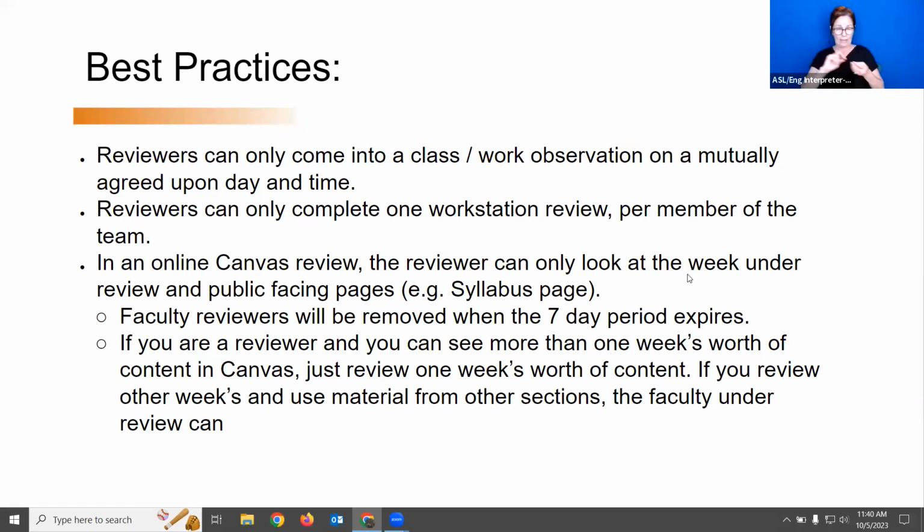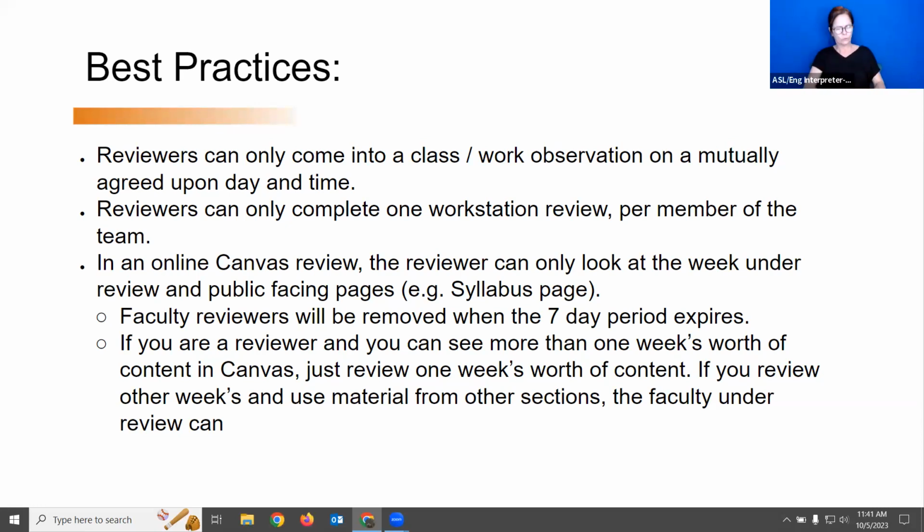Okay, so best practices. Reviewers can only come into a class or work observation on a mutually agreed upon day and time. We keep emphasizing this because it has repeatedly come up at our campuses where they're like, oh, I didn't get everything I wanted as a reviewer, and so they come to a second one. That is not allowed under contract. However, if the reviewer or the reviewee has a family situation come up and they need to reschedule, that's absolutely fine. Rescheduling is fine on a mutually agreed upon date.